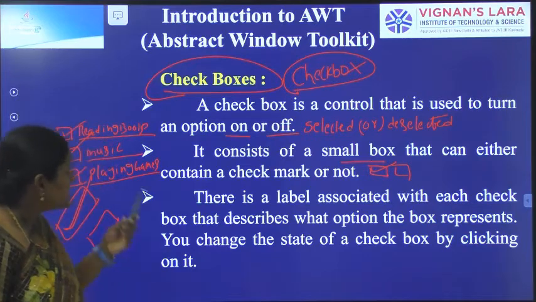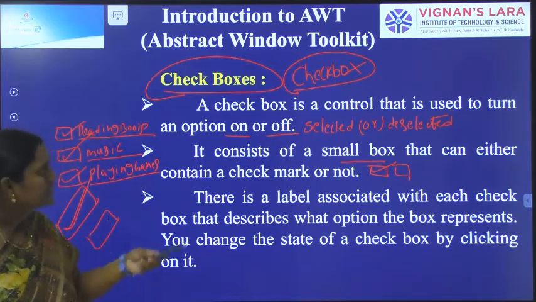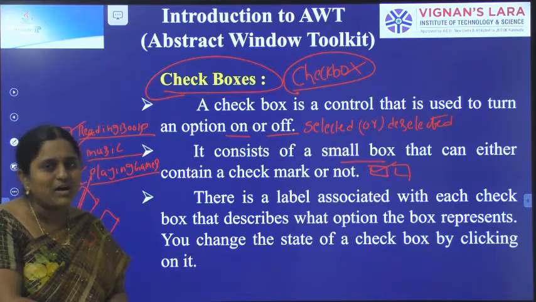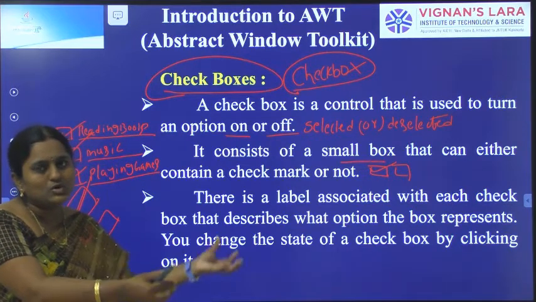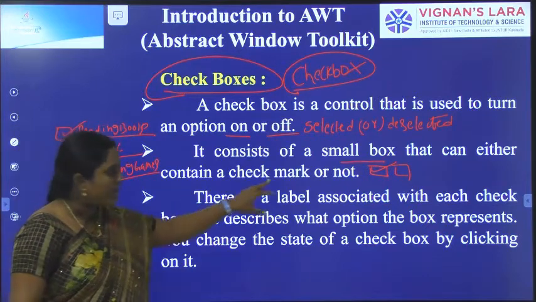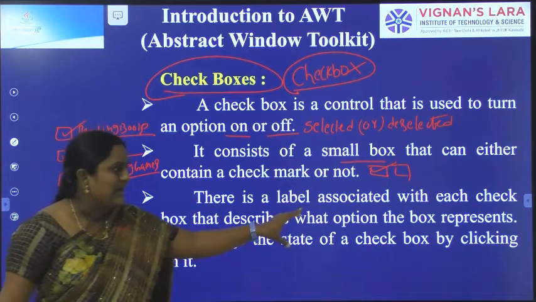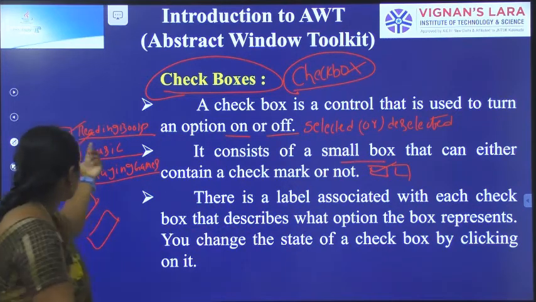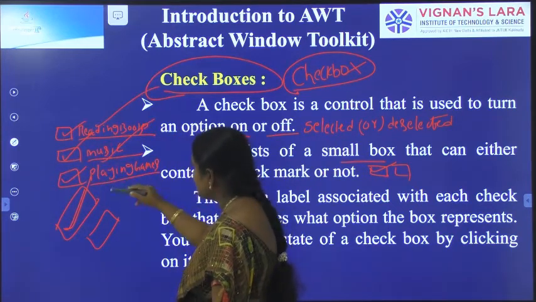What is a checkbox? Checkbox is a control, a class, that is used to turn an option on or off. On or off means selected or deselected. Initially it was false, and whenever we click the checkbox, it changes to selected. That's why it consists of a small box that can either contain a check mark or not. There is a label associated with each checkbox that describes what option the box represents: this box represents reading books, this box represents music, this box represents playing games.